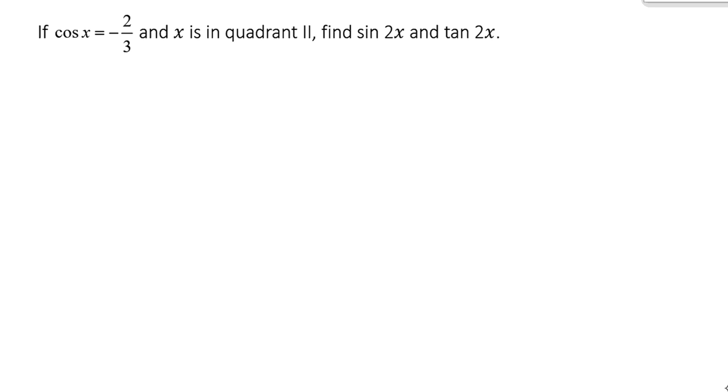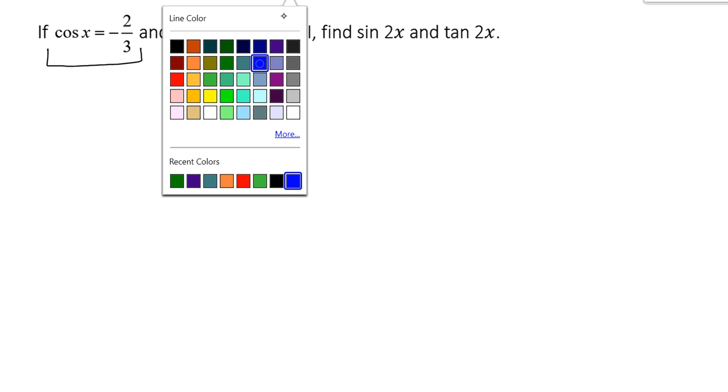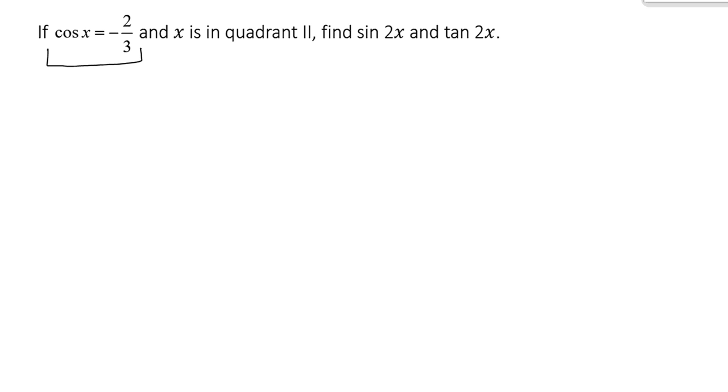So this is one of those that it's not a specific angle that pulls from our reference table. These are ones where you're given one of the trig functions already, and you use that to find the other ones. Okay. So it says that the cosine of x is negative 2 over 3. X is in quadrant 2. And we're trying to find the sine of 2x and the tangent of 2x.